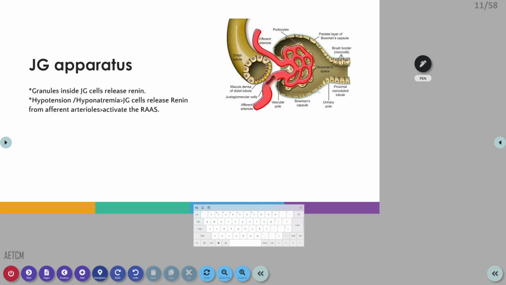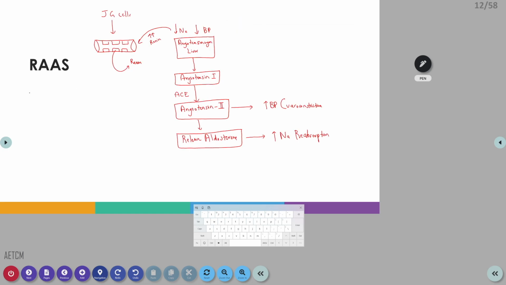Coming to the JG apparatus. JG cells are the granules that release renin. And now we come to the mechanism of activation of RAS. Whenever there is a decrease in sodium, that is hyponatremia, or a decrease in BP, or hypotension, the JG cells that are present inside the afferent arteriole will release renin. Thus, there is an increase in renin production.